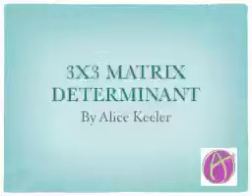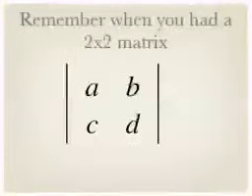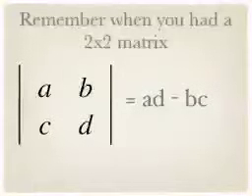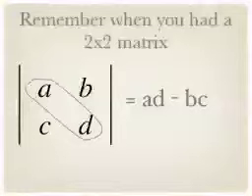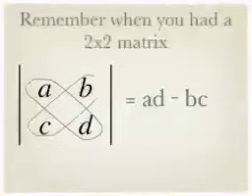A 3 by 3 matrix, you're going to find the determinant. So you remember when we had a 2 by 2 matrix where we had A, B, C, D, and then we had to find the determinant of that. And the formula for that was AD minus BC. So we would go diagonal, the AD, multiply them together, diagonal, the BC, multiply those together, and the key here is that you have to subtract. So we did this before.